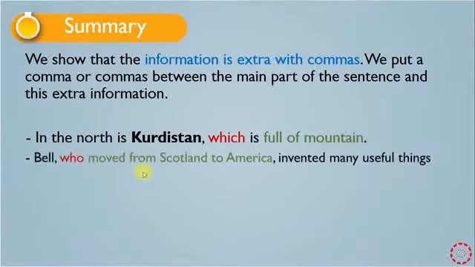Look at the second example. Bell, who moved from Scotland to America, invented many useful things. In the second example, moved from Scotland to America is extra information related to the subject of the first sentence, which is Bell. That's why we use who, and then we add this extra information between 2 commas.